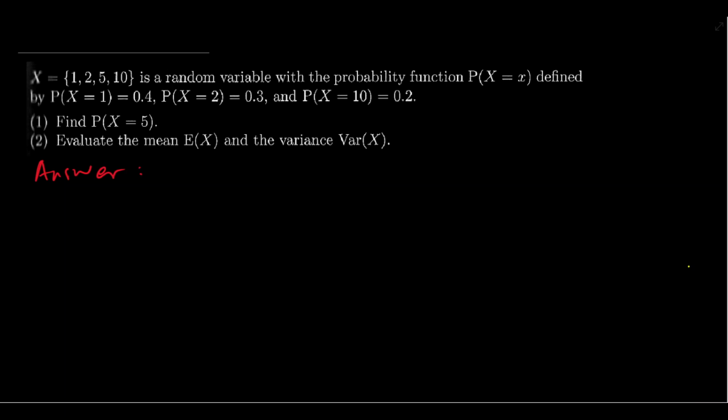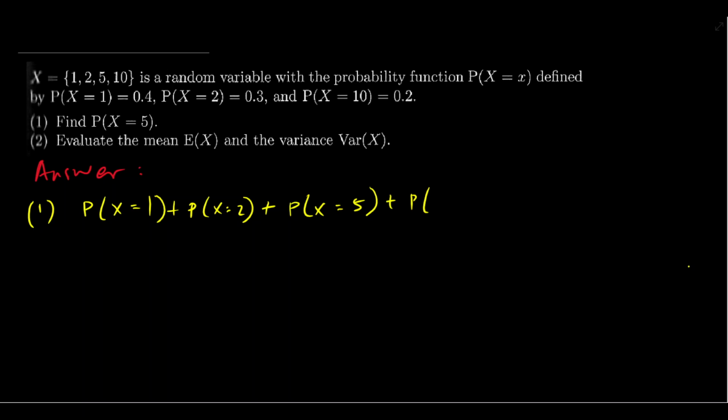For this, let's just find number 1. We know that the sum of all of these probabilities must be equal to 1. So let's write down the probability for x equals 1 plus the probability for x equals 2 plus the probability for x equals 5 plus the probability for x equals 10 must be equal to 1.